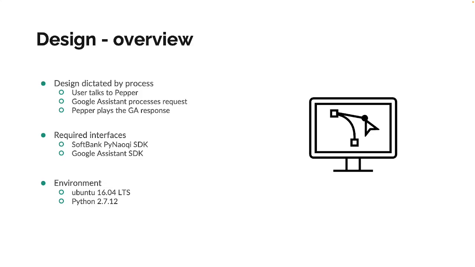Two software development kits, or SDKs, were crucial to this implementation. The SoftBank PyNowQI SDK provided a means of accessing key features of the Pepper robot, while the Google Assistant SDK in turn allowed us to make requests and receive responses from the Google API.